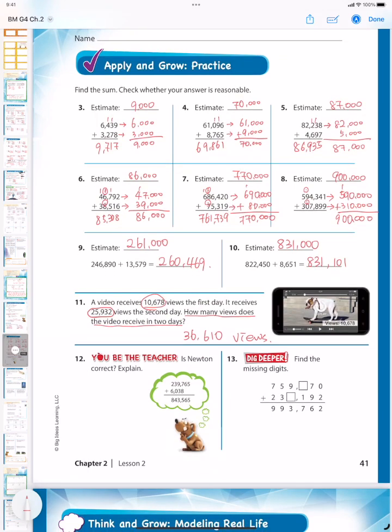All right, number 12. Is Newton correct? Explain. Where are these tens and ones places? Right? So the answer is what? Already you can see, no, he's not right. He's not correct. Why? Place values do not align, which means they are not lining up correctly, right?